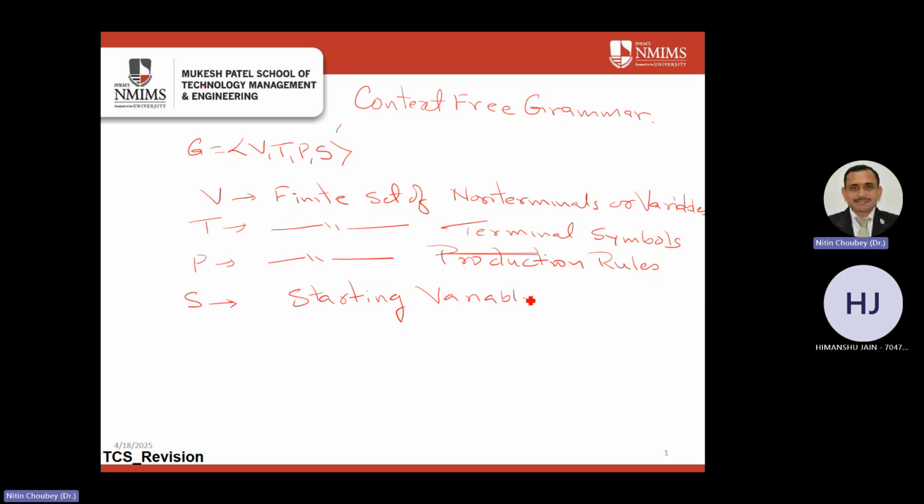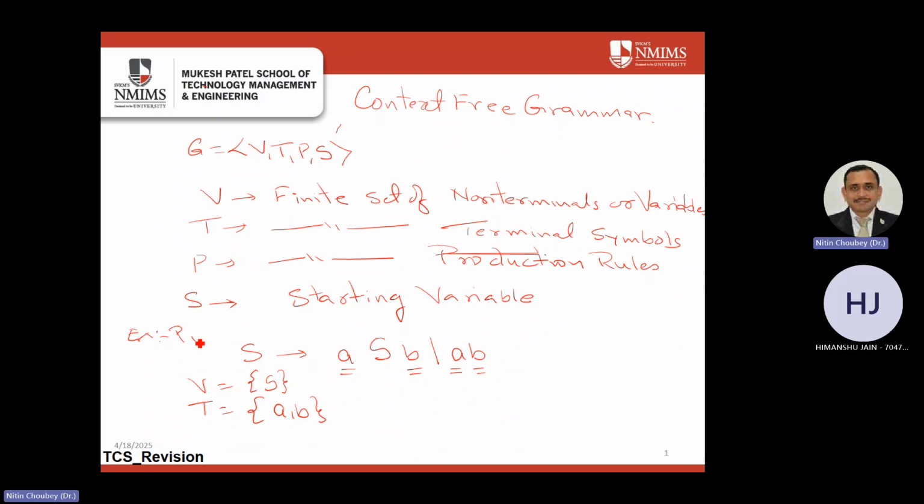For example, if we say S gives A S B bar A B. Now here, if you see, the symbols which are written in small letters are referred to as terminal symbols or input alphabet. Here we are using 2 terminal symbols A and B, where V in this example is nothing but the starting variable which we are referring to as S. Only one variable is available.